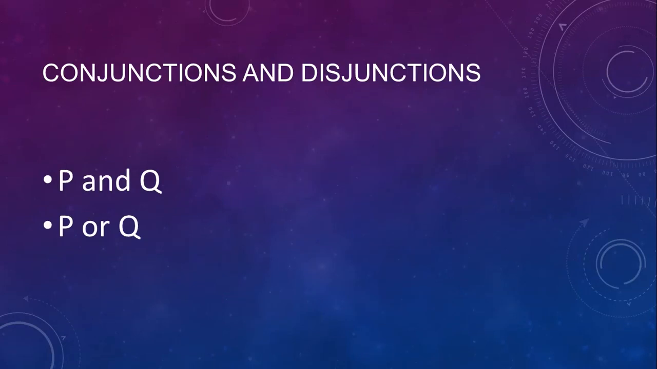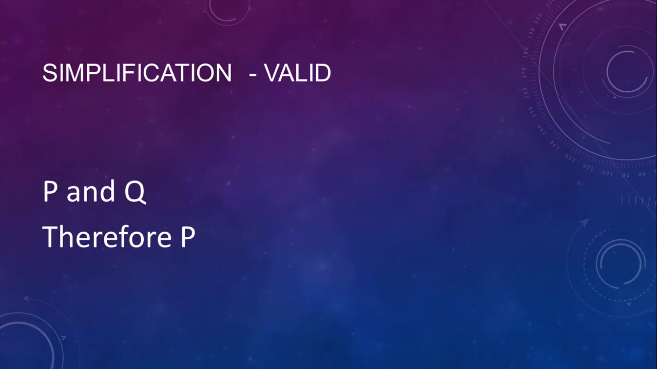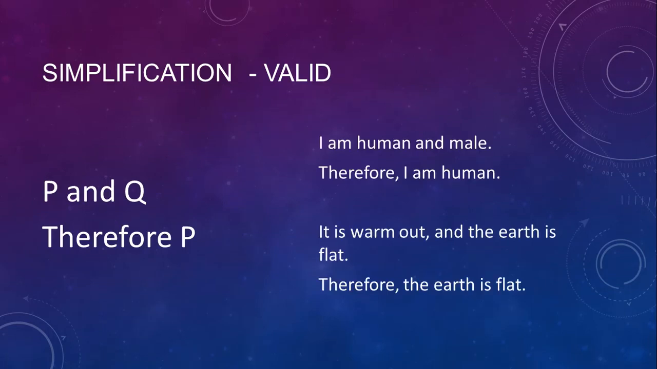Right. Conjunctions and disjunctions. Okay, now we're into the really easy stuff. This should be so easy that you cannot believe it. So if you have P and Q, you can conclude P or Q. So I am human and male, therefore I'm human. It is warm out and the earth is flat, therefore the earth is flat. This is just simplification. The statement P and Q tells you that both P is true and Q is true. So you can infer either from that statement.